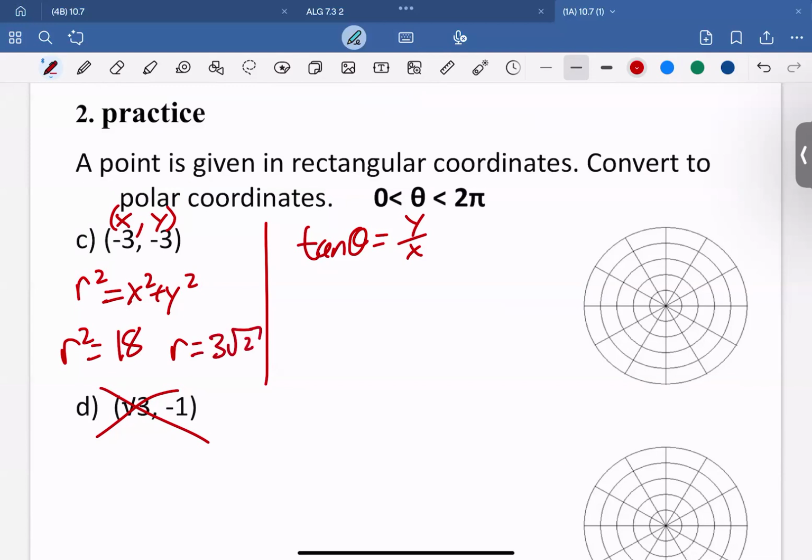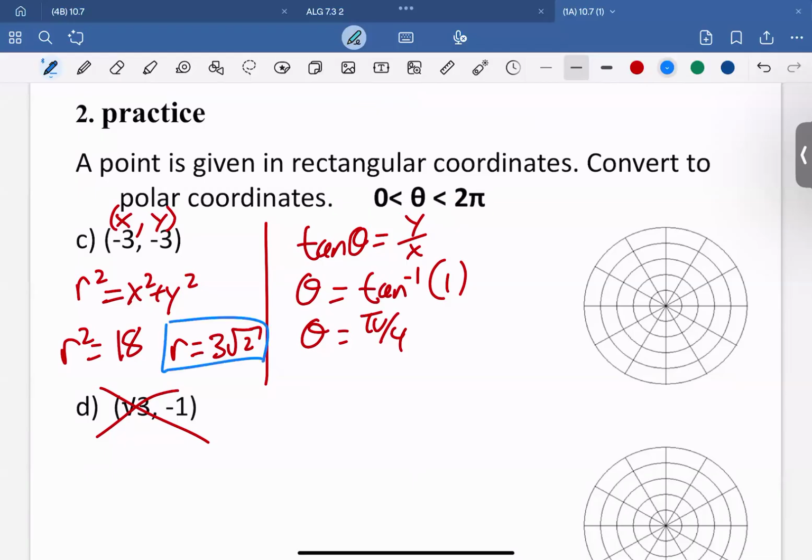And then for tangent, you would plug in negative 3 over negative 3, giving you theta equals inverse tangent of 1. I skipped a few steps there, but hopefully you can see what I did. This will give you a theta of pi over 4. Now here's one thing we need to note.